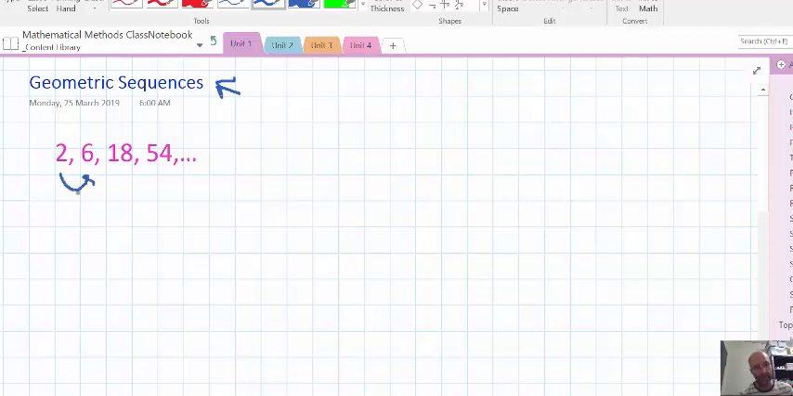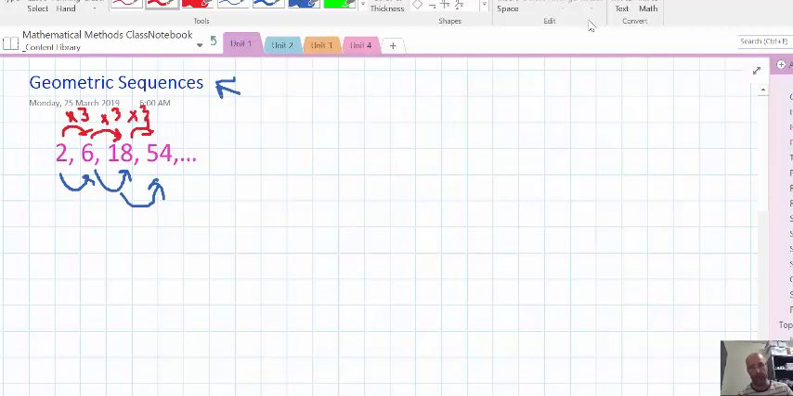There's 4 there, and that's 12, and that's 36 there. So it's not going up by a constant increase. Instead, it's actually going up by a constant multiple. 2 times what is 6? Well, 3. 6 times 3 is 18. 18 by 3 is indeed 54.